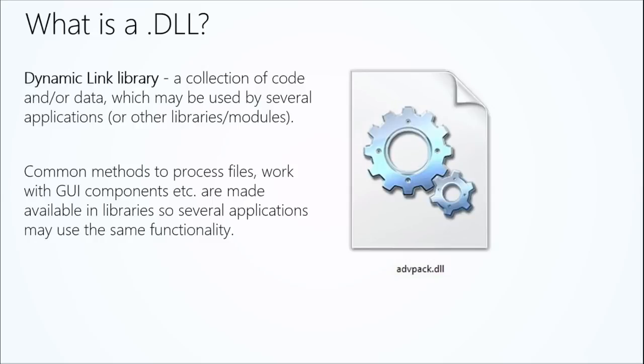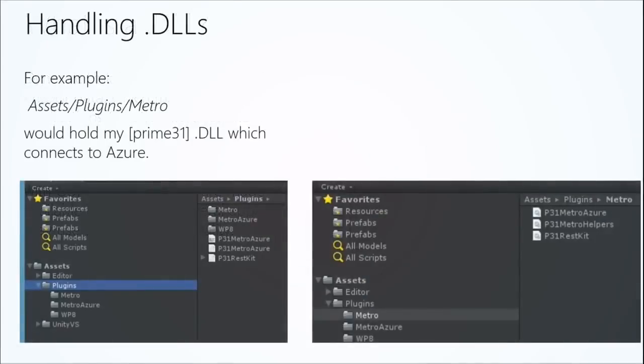Okay, so how does Unity handle DLLs? Well, first of all, let's understand exactly what a DLL is. What is a DLL? Okay, a DLL is a dynamically linked library. Essentially, it's a collection of code and or data which may be used by several applications. So this includes libraries or modules. So really, this is just common methods or things that we're going to have to use over and over. So essentially, we write them once and try to make them available to as many platforms as possible because they're going to share a lot of the same functionality.